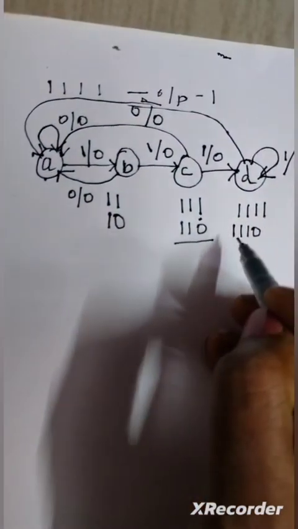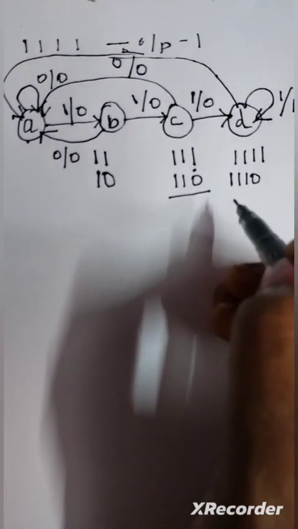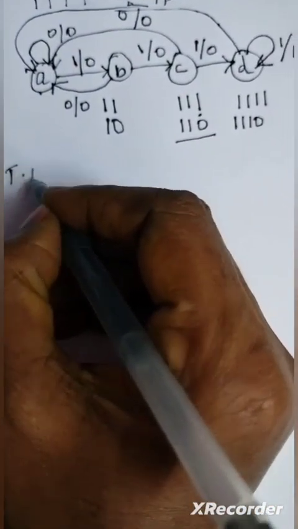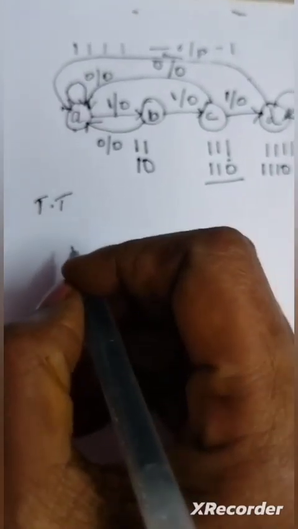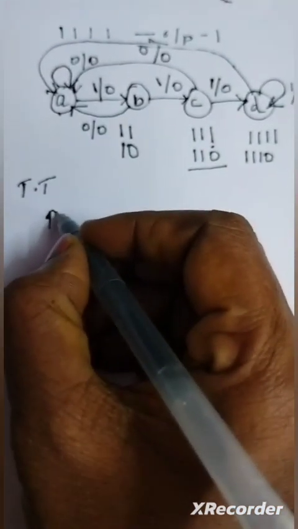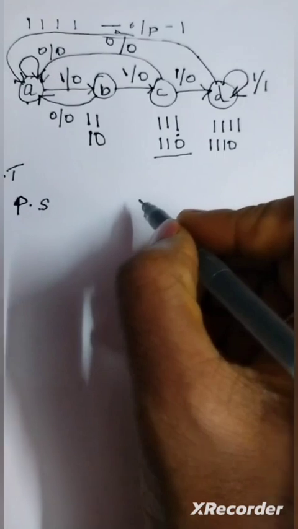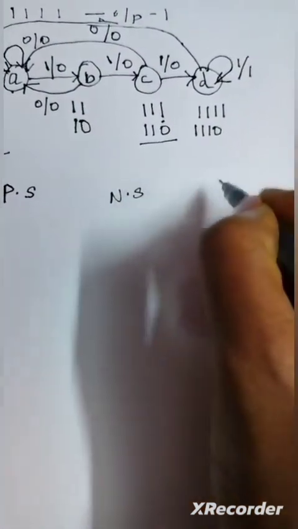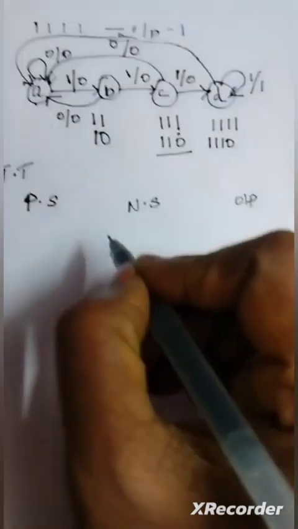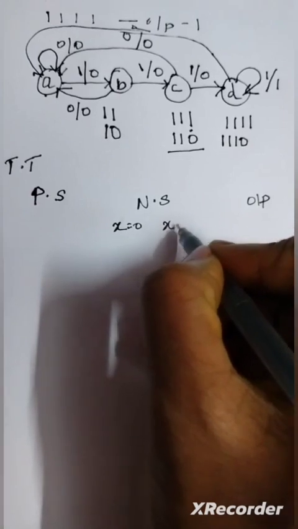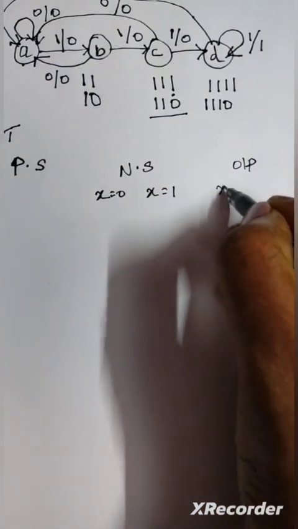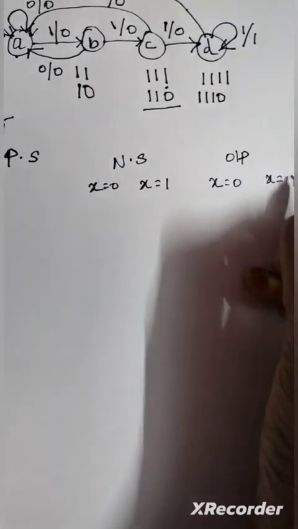So like that, you have to draw the state diagram for the given sequence of input. So what is the next step? You're going to write the transition table. How are you going to write the transition table? You are going to start with present state, next state, and output. Next state means when x is equal to 0, x is equal to 1. Similarly, for the output, x is equal to 0, x is equal to 1.